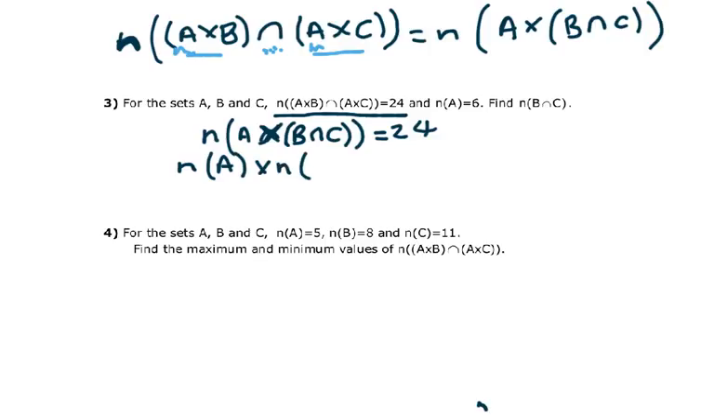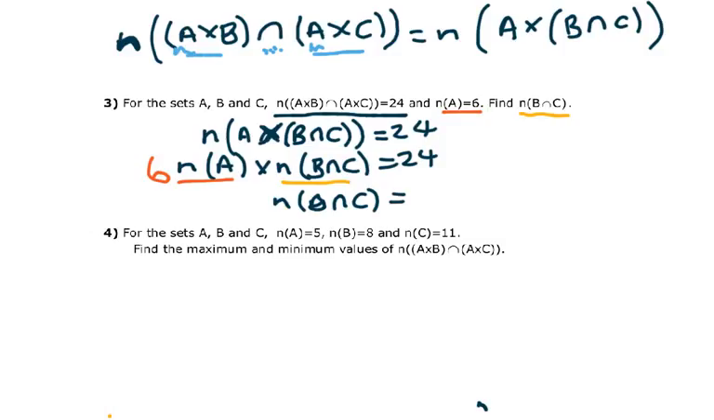So it's the number of elements in A times the number of elements in the other set, which is B intersection C. We're told also that the number of elements in A is 6, so that's just going to be 6 here. And if we want to find the number of elements in B intersection C, we'll just have to divide by 6. So the number of elements in B intersection C is going to be 24 divided by 6, which is 4. So you can see how we use this important idea.